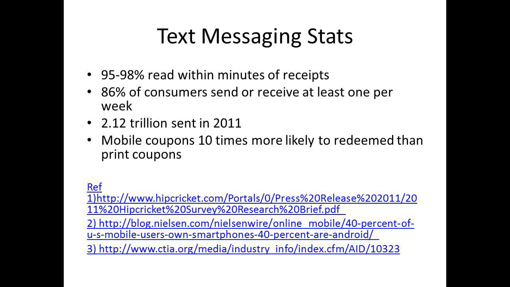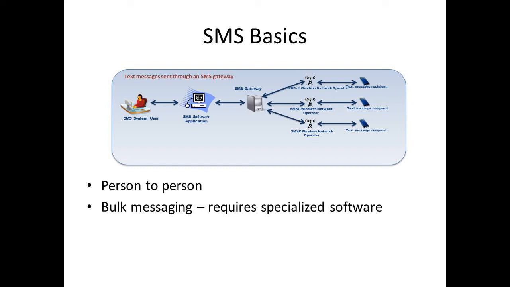86% of US consumers send or receive at least one per week, and I'm sure many of us send many more than that. So there's over 2 trillion sent in 2011. And I thought this was interesting, that mobile coupons are 10 times more likely to be redeemed than print. I think of that because this isn't just someone looking at something, but someone receiving something and acting on it by text messaging. So it may offer some of us some thoughts about how we might want to use some of these technologies. So those were the basics, or at least background on text messaging.